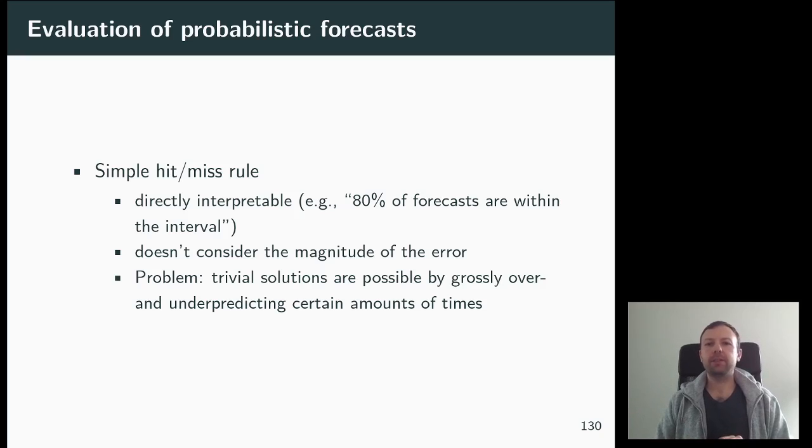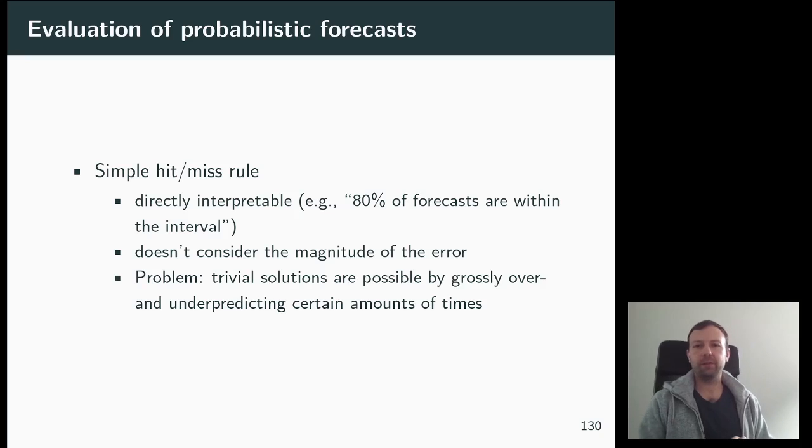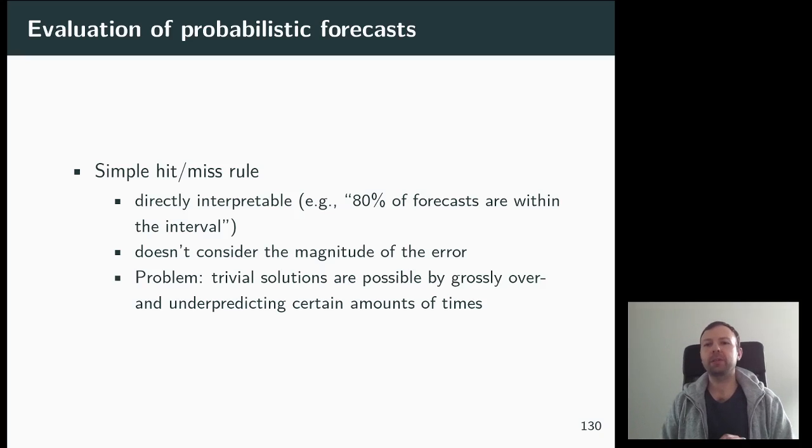So this is directly interpretable, right? You basically just say, well, you predict an 80% forecasting interval, and now you just check, well, in the future, are 80% of my values inside of that interval and 20% outside of that interval? Then you say, well, that's a good forecasting interval then.